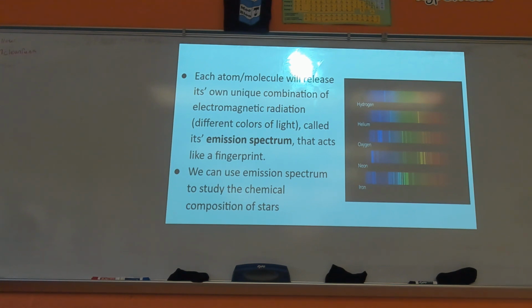So if you look over here at hydrogen, hydrogen's going to give off light here and here. Compare that to helium. Each of these lighter shaded bands goes with that specific element. So the combination of colors given off differs depending on the element.